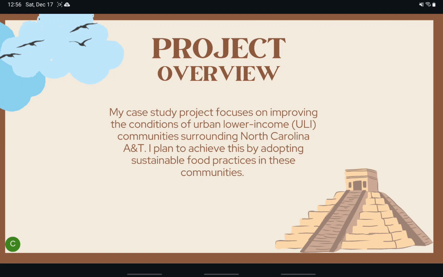My case study project focuses on improving the conditions of urban lower income (ULI) communities surrounding North Carolina A&T. I plan to achieve this by adopting sustainable food practices in these communities. I believe that poor food options, food swamps, the lack of access to quality foods, food deserts, and food literacy play a significant role in these communities' health, affecting community resilience.